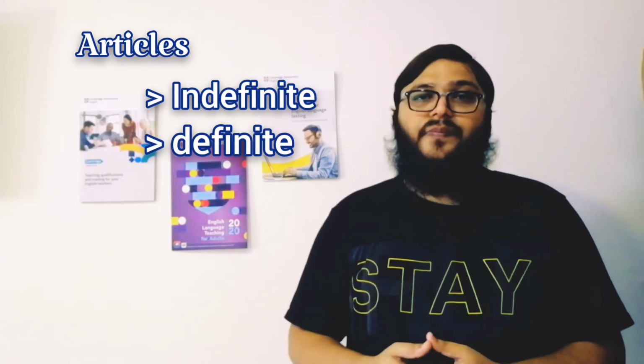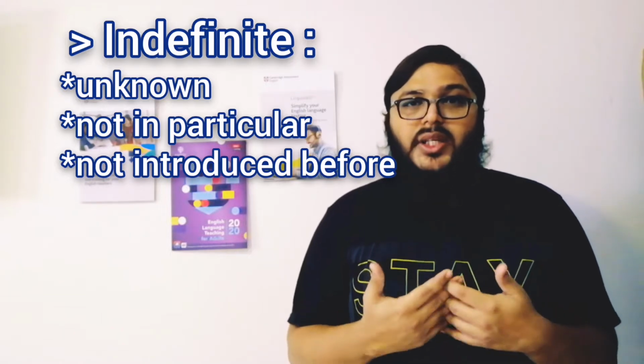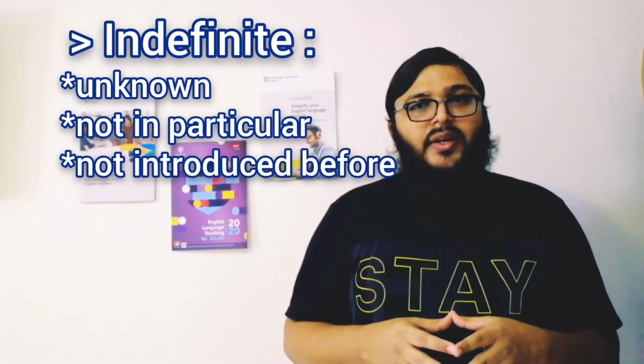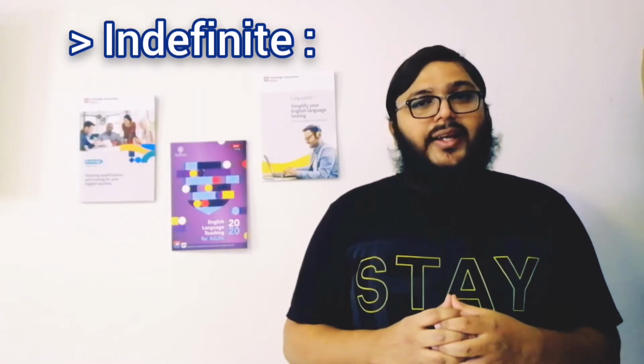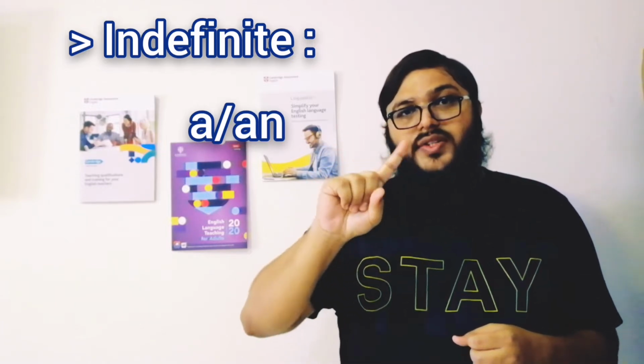So this lesson is actually based on what noun you're using in a sentence. We call these articles. There are two kinds of articles: articles which are indefinite and articles which are definite. Indefinite means unknown or not in particular, or it's not introduced before. It is the first time that the audience or the listener hears it. So you use the indefinite article. There are two indefinite articles, a and an.